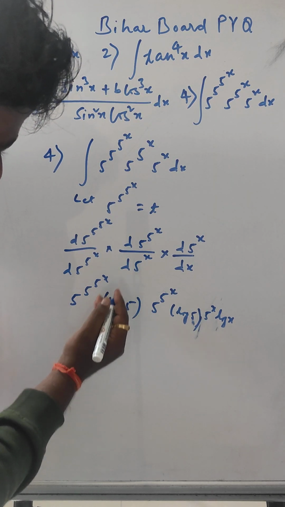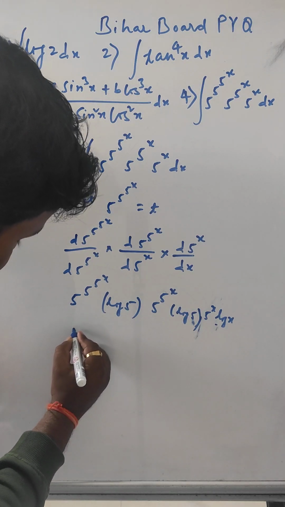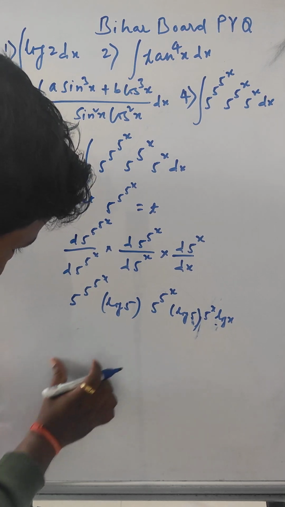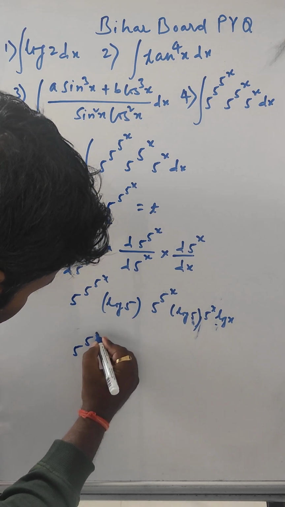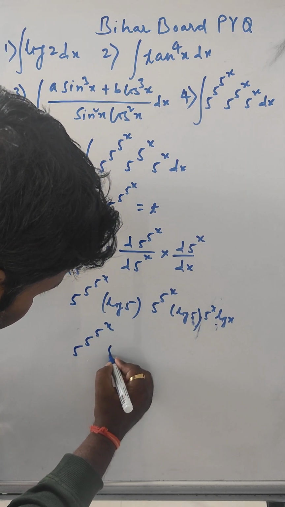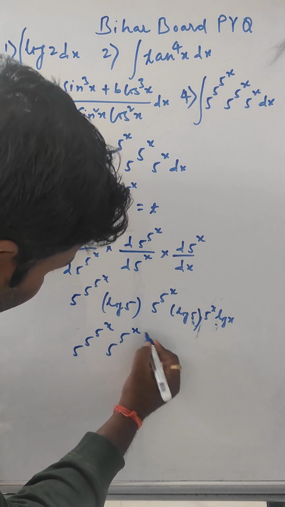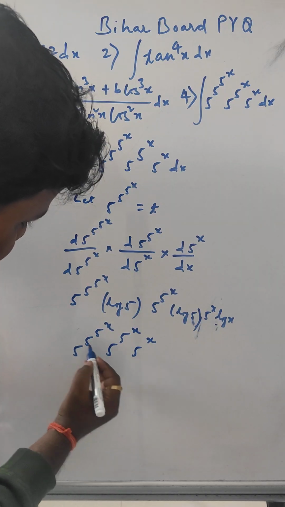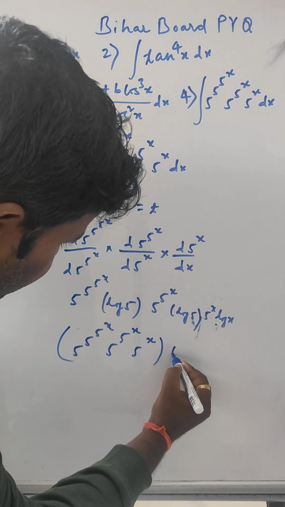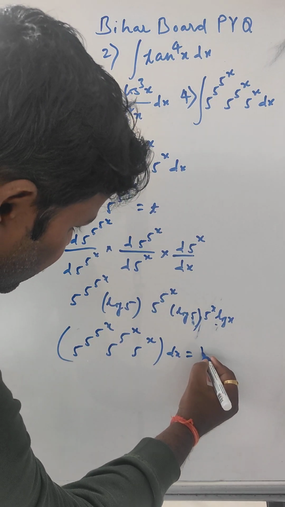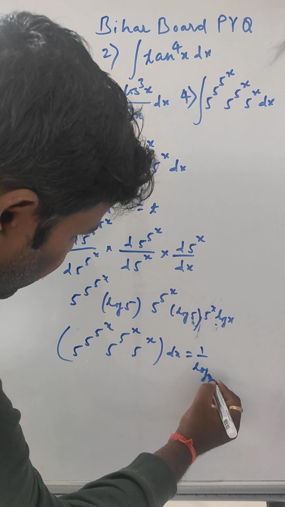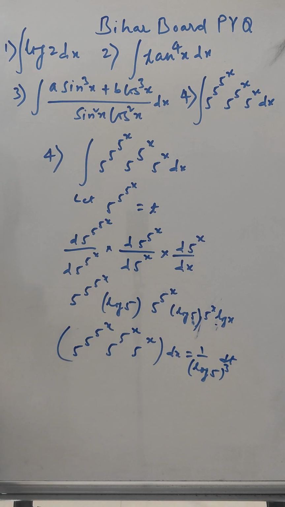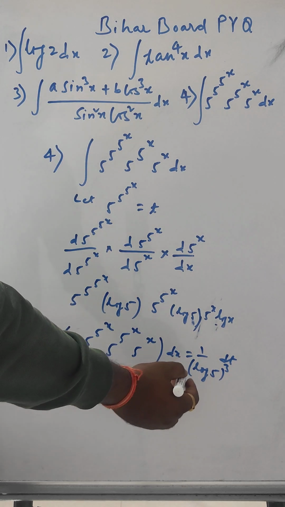Now we can bring the log 5 to that side. So here you have 5 to the power 5, okay, we can write it a little down: 5 to the power 5 to the power 5^x. Here 5 to the power 5 to the power 5^x, and here 5^x. This is what we have, this much dx. And this is 1 by log 5 cubed dt. Correct? So this much is understood, right?